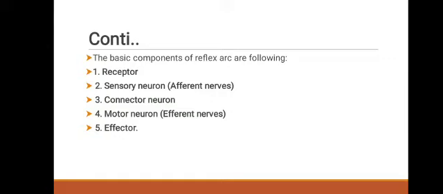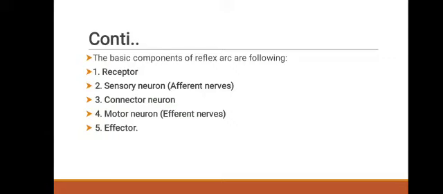Second one, sensory neuron, or we can say that afferent nerve. It is an afferent nerve. It carries sensory impulses from the sense organ and carries them to spinal cord via posterior nerve root.